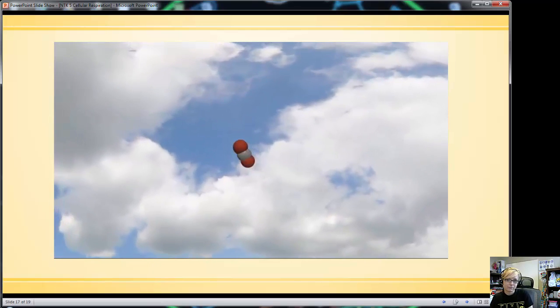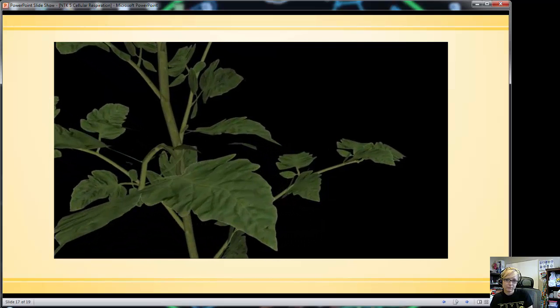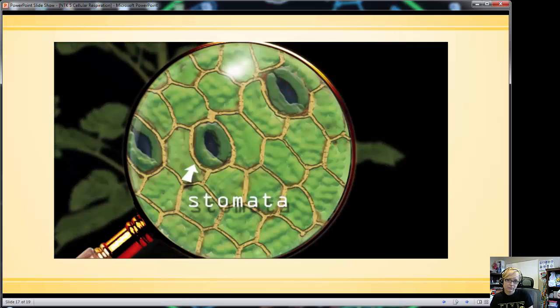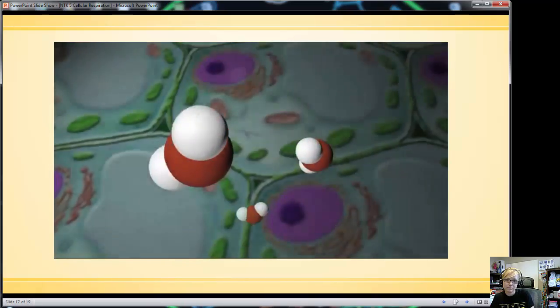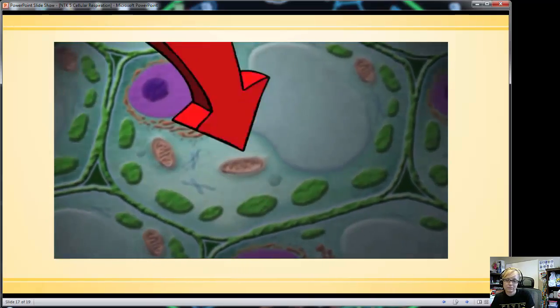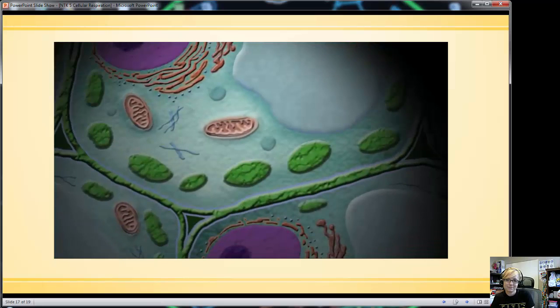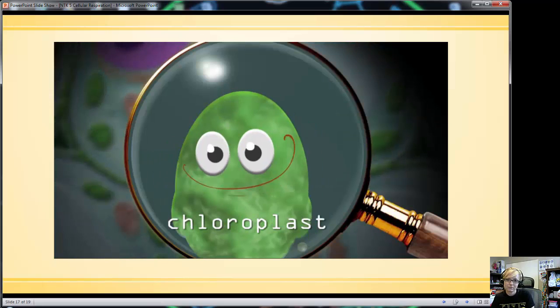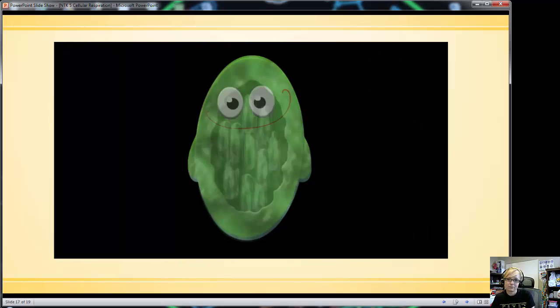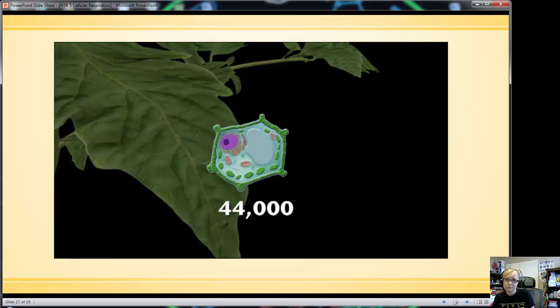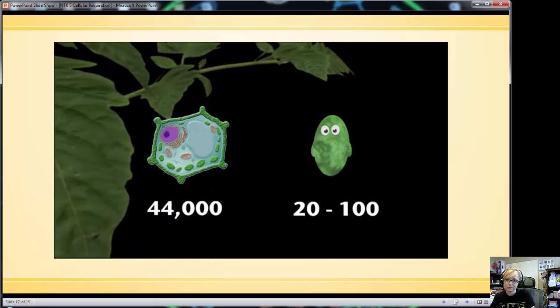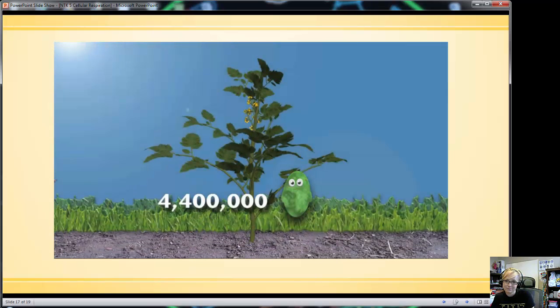molecules. Plants are going to breathe in this very same carbon dioxide through pores in their skin called stomata. Plants drink in water from their roots to get the needed oxygen and hydrogen atoms, and their electrons, in order to build carbohydrates. What is that thing? Well, that's a special plant organelle inside the leaves of plants called a chloroplast. It's green because of a special light-absorbing pigment called chlorophyll. Each leaf has about 44,000 cells, and every cell can have anywhere between 20 to 100 chloroplasts. That's up to 4,400,000 chloroplasts.